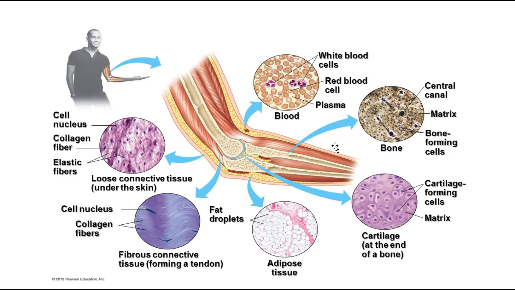You've got cartilage-forming cells in the cartilaginous matrix that you find at the ends of bones and in places like your nose and your earlobes. Adipose tissue, or fatty tissue, is another kind of connective tissue. These cells contain fat droplets inside them, and they're there for storage of energy and also for insulation for your body. Fibrous connective tissue, forming a tendon or a ligament, would be collagen fibers with cells dispersed in them that are arranged in a way to make a tough, strong fiber. And finally, we have loose connective tissue under the skin that oftentimes is used to hold various layers together.